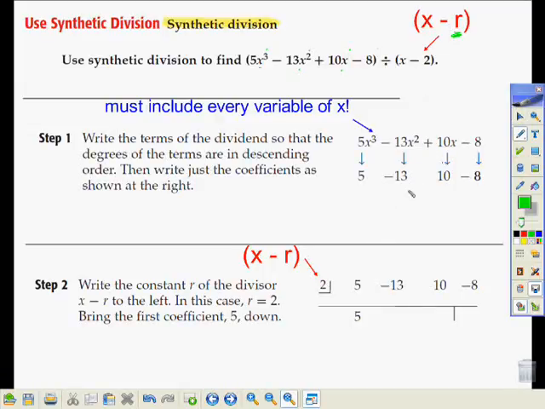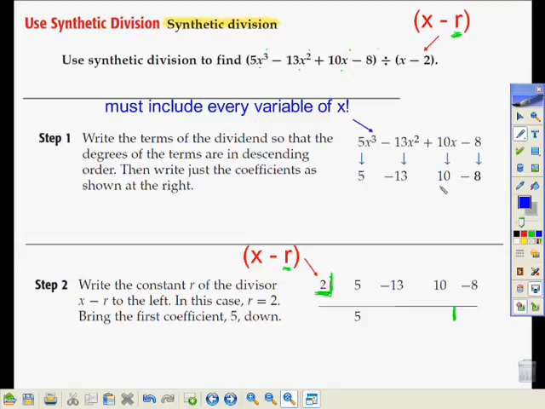So what they're going to do is they're going to write out this thing. They're going to write a bar here. Make sure you get this little bar here. That is important. We'll get to that. And a little space here to separate this. Our r goes in this place here. So since this was a minus 2, we put a positive 2 here.